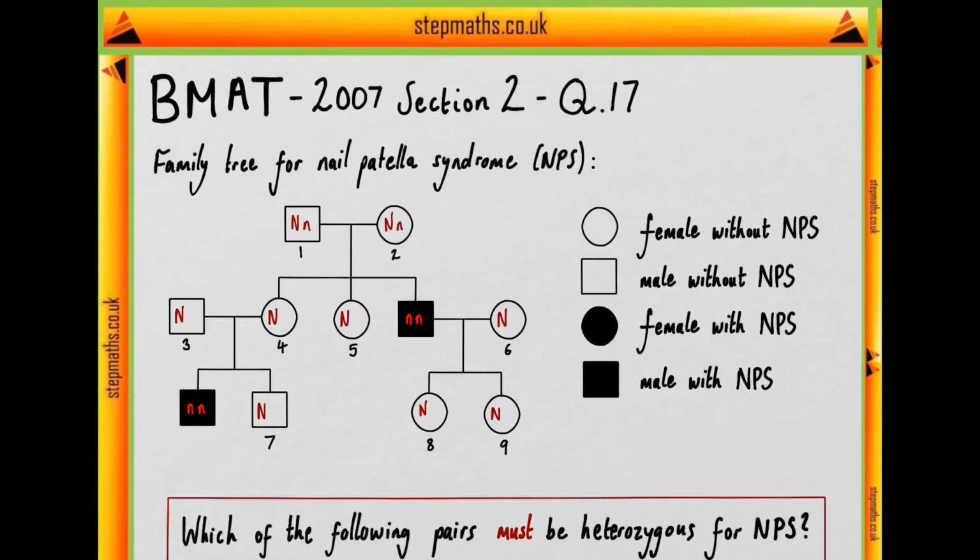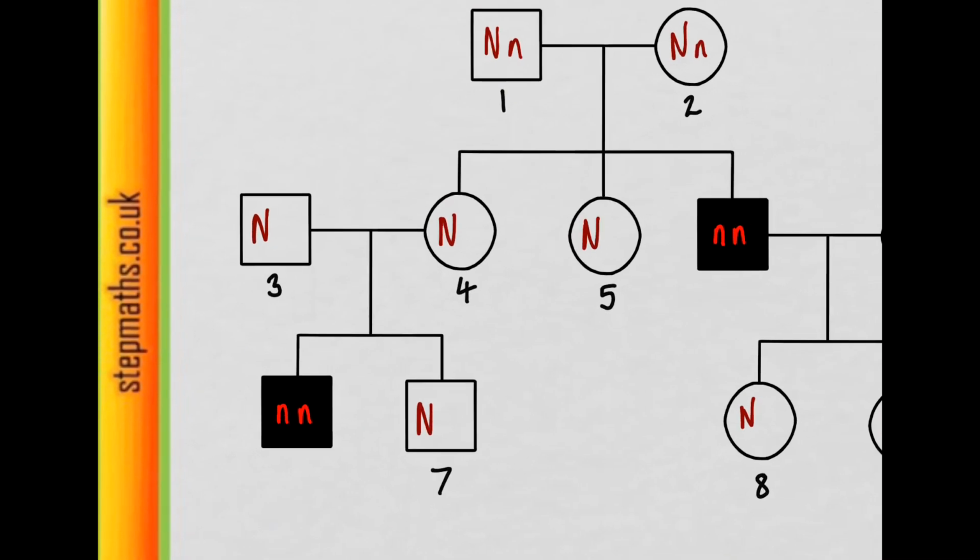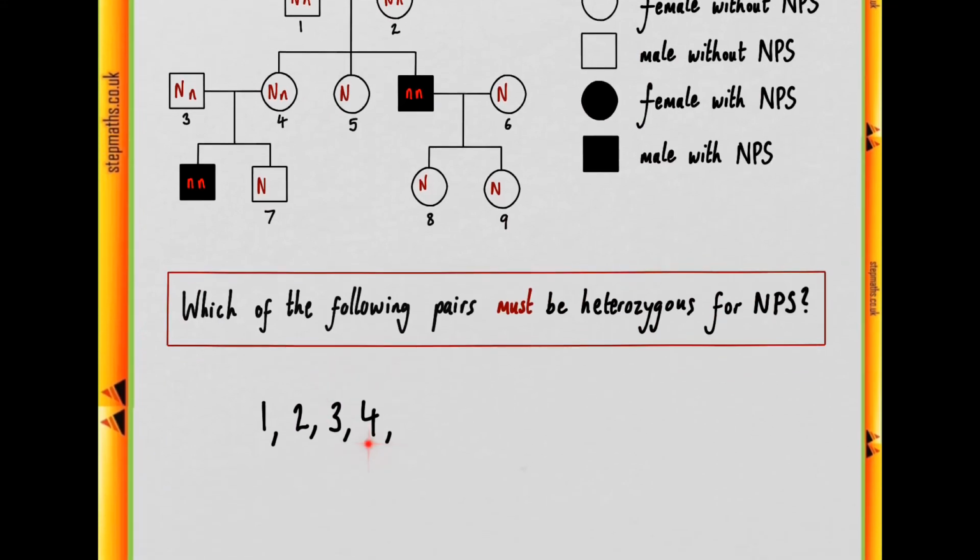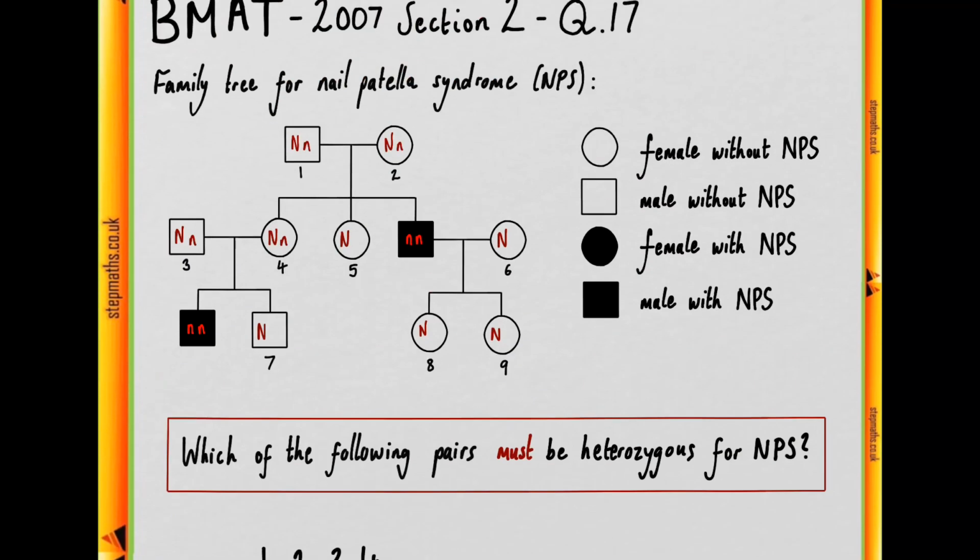We can apply the same logic in the case of this individual. This person is homozygous recessive, so given that there's no other way that they could be homozygous recessive other than getting one allele from each parent, 3 and 4, these two must also be heterozygotes, and therefore we have our next set of people who must be heterozygous.